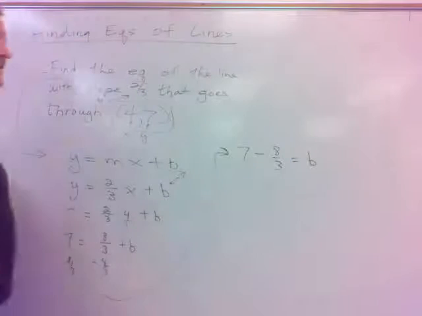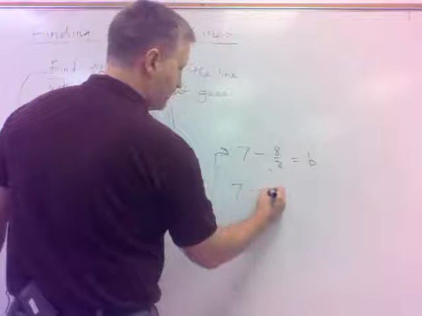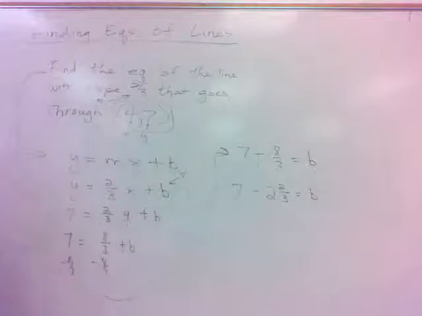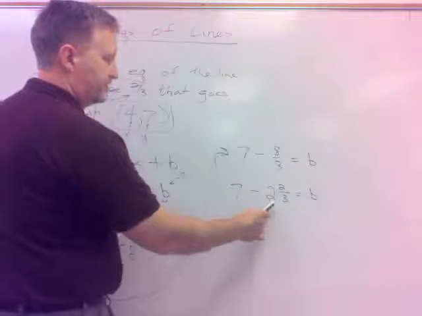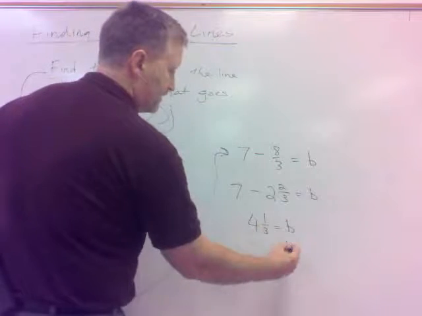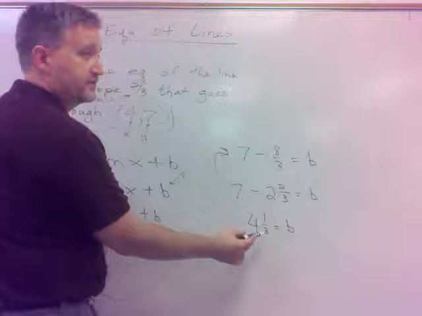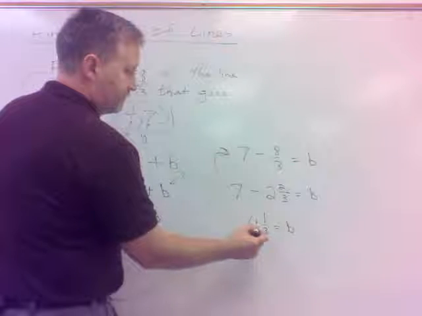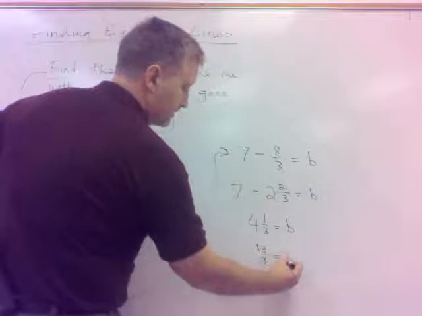However you want to get b, looking at it, 8/3 is 2 2/3. So 7 minus 2 2/3. One way we could look at this is that 4 1/3? So I could say b is 4 1/3. Usually the book will use improper fractions. 4 1/3 is what improper fraction? 13/3, yes. 4 times 3 is 12, plus 1 gives me 13, so it'll be 13/3 is my b.